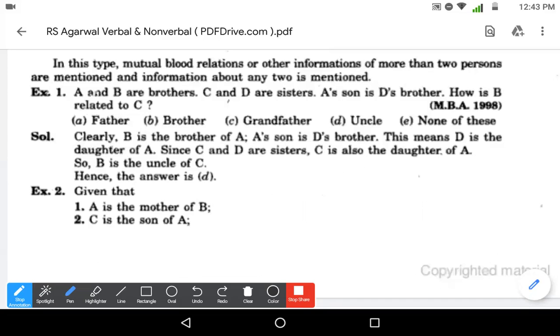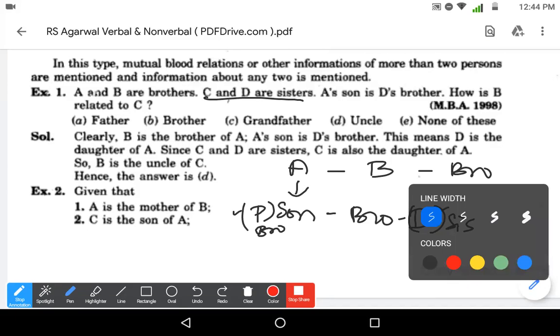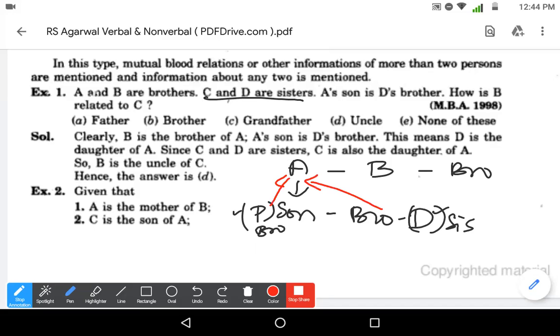Let us understand this one more time. A and B are brothers. Now A's son is brother of D. A's son, let us say P. So P is the brother of D, which means D is sister, because they have clearly mentioned here C and D are sisters. If P is brother and D is the sister, it means these two are kids of A. A is the father of P and D.